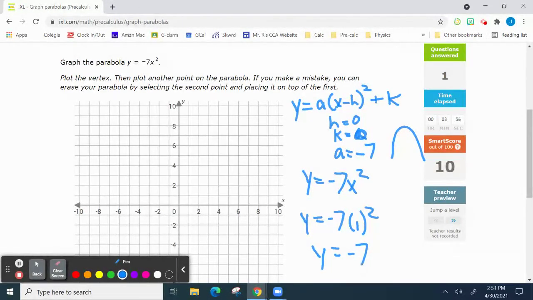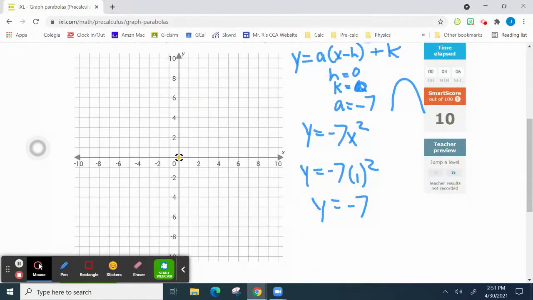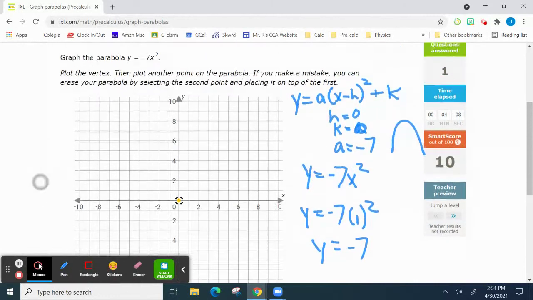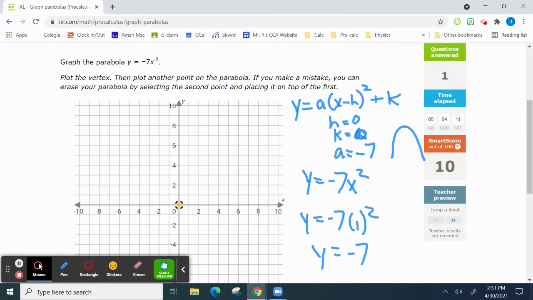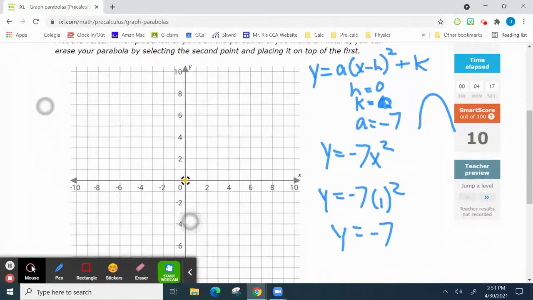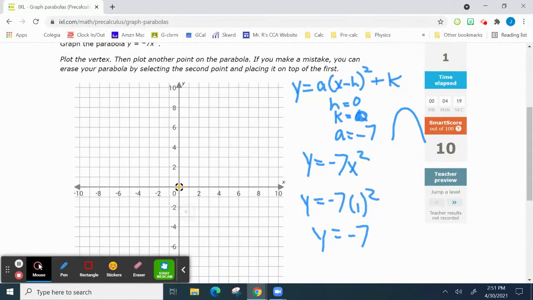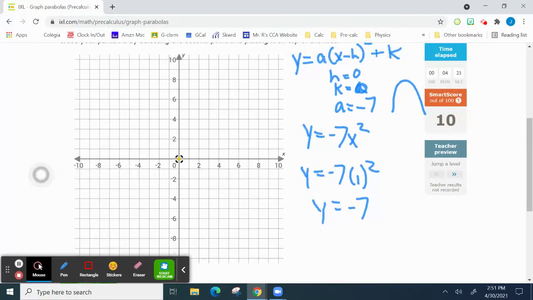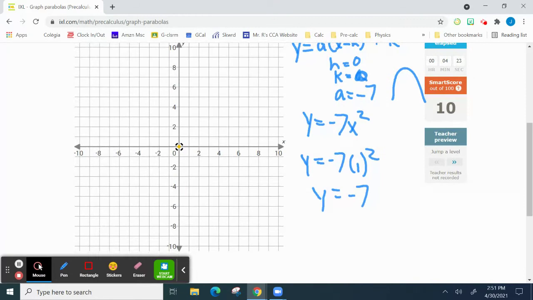So now we'll go plot this thing. So that's our h and k, the vertex, and then we've got to go in and put another point in when x equals 1. So we're going to go to 1 right there. And then we've got to go to negative 7. Okay, so we're going to go to 1 comma negative 7. And that's our parabola.